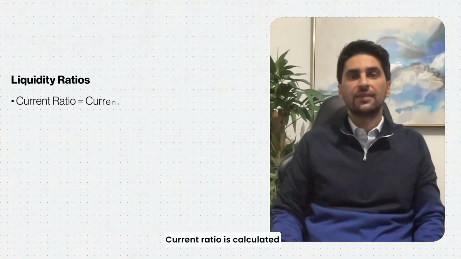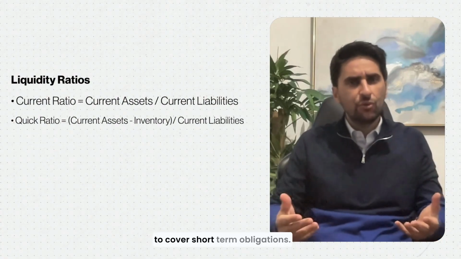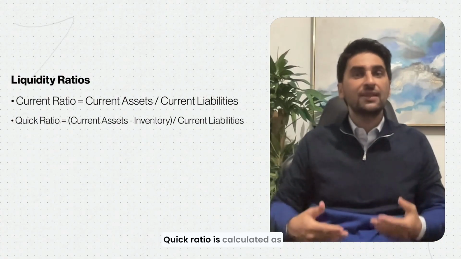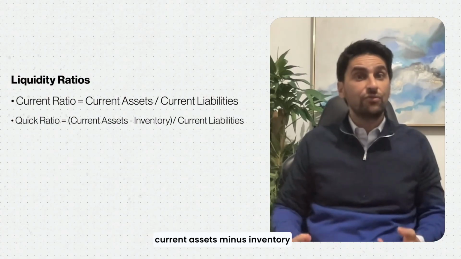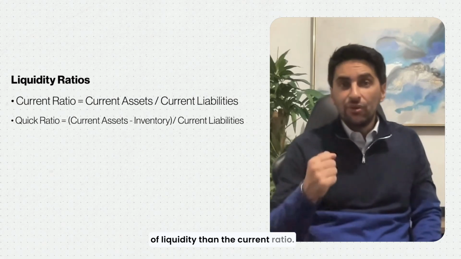Current ratio is calculated as current assets per current liabilities. It measures the ability to cover short-term obligations. Quick ratio is calculated as current assets minus inventory per current liabilities. It is a stricter measure of liquidity than the current ratio.